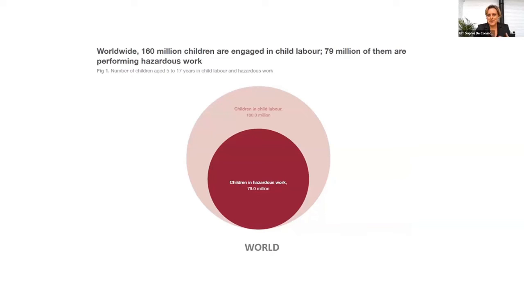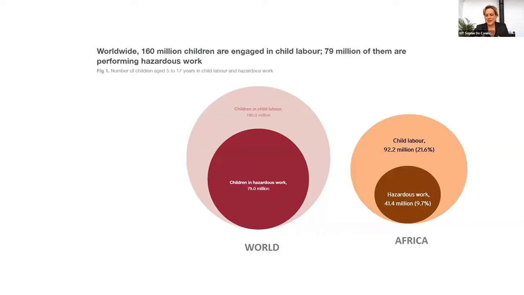It's not because I come from that region, Africa, but I would like to say a word about the figures in the African region, because it is the most affected region in the world. More than half of the children in child labor in the world are in Africa, 92 million. And 41 million in hazardous work. And in terms of prevalence, it's also much higher than in the rest of the world. So 1 in 5 in Africa, 1 in 10 worldwide. So it is definitely a region that deserves a lot of attention.